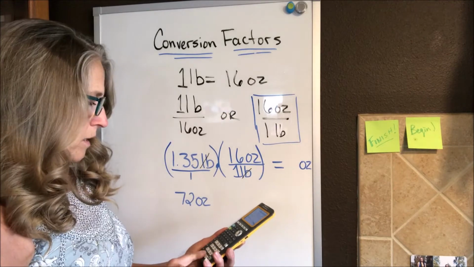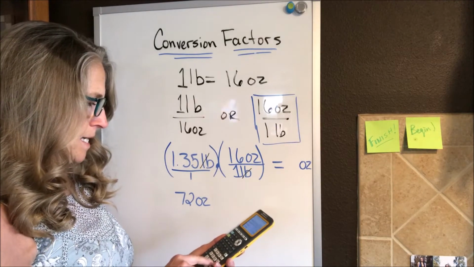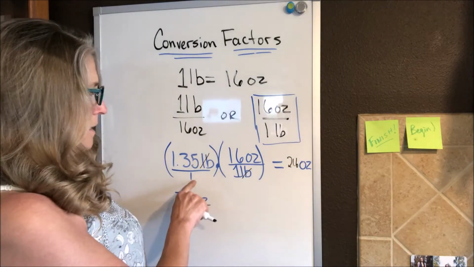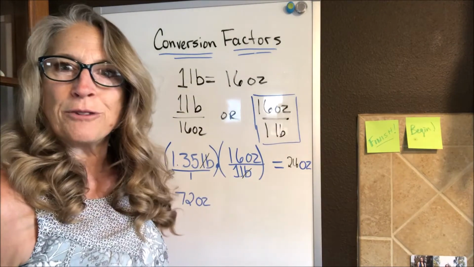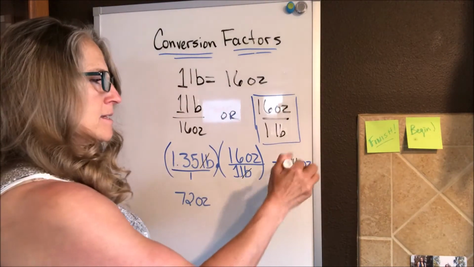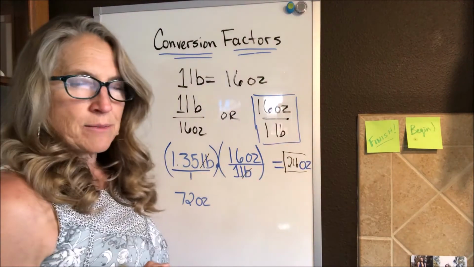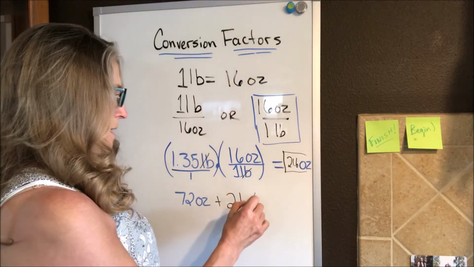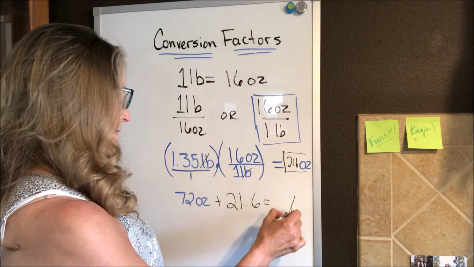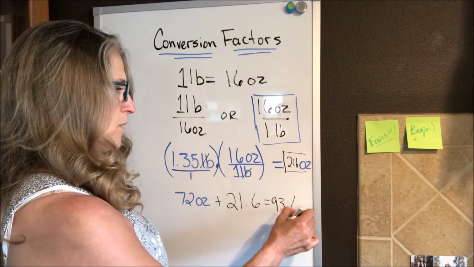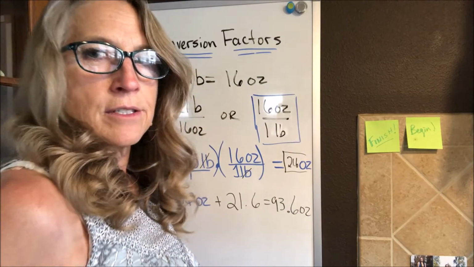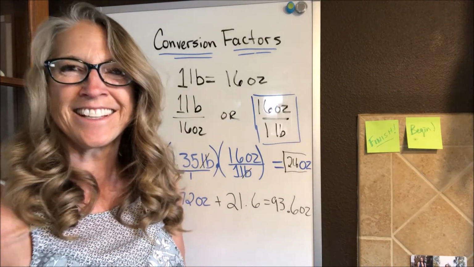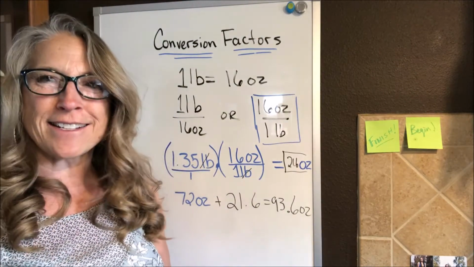So I take 1.35 times 16, and that's 21.6 ounces. This is 1 times 1 on the bottom, so that's just 1, and I don't have to write that. To find out how many total ounces I'm shipping, I'm going to add that to my 72 ounces, and I'm going to get 93.6 ounces. So at $1 an ounce, that's going to be $93.60. I might want to rethink my shipping. Okay, I'm going to do one with multiple conversions next so you can see how that works.